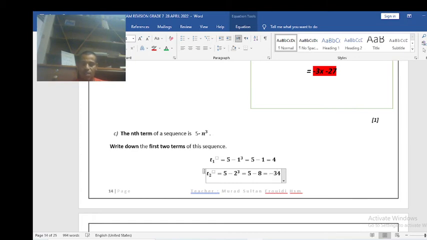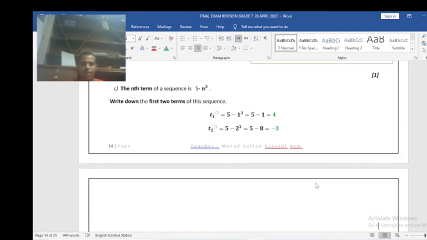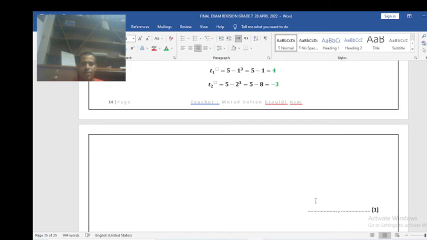Negative 4, sorry. So as a conclusion, T1 is 4, and T2 is negative 3. I wish that you got the point. How can you solve this equation? Then we move to the next part. Therefore, this one will be 4, then comma, negative 3. These are the two terms.